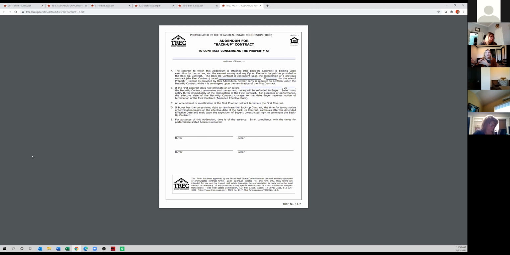Okay, so that means once you get notice that the first contract terminates, now you count your days for third-party financing. Now you count your days for option. Now everything starts. You don't do any inspection or anything before the first contract terminates, and then everything kicks off from there. And then it just says if the first contract is amended or modified, that doesn't change. Then it clarifies again, if there's an unrestricted right to terminate, that it starts after it moves into first position. And then it again says for this addendum, time is of the essence.